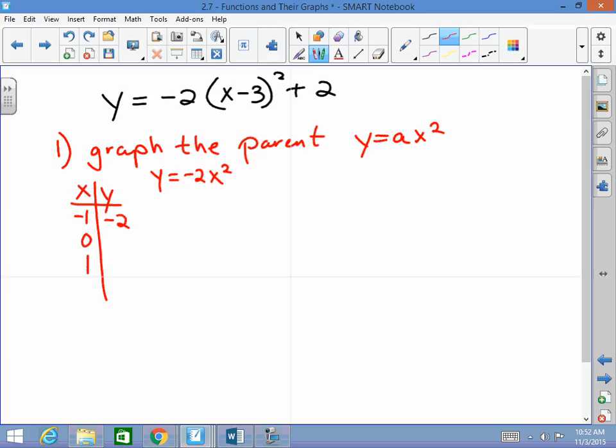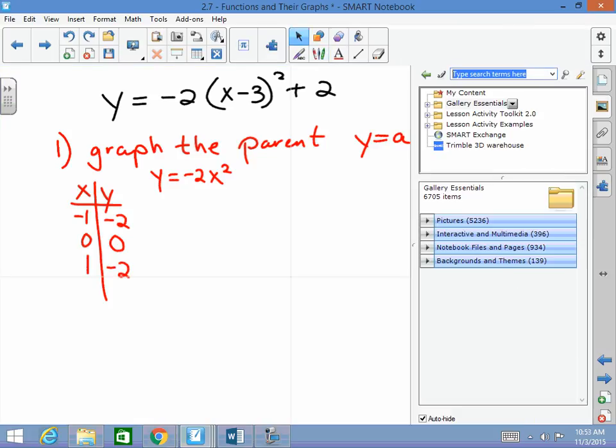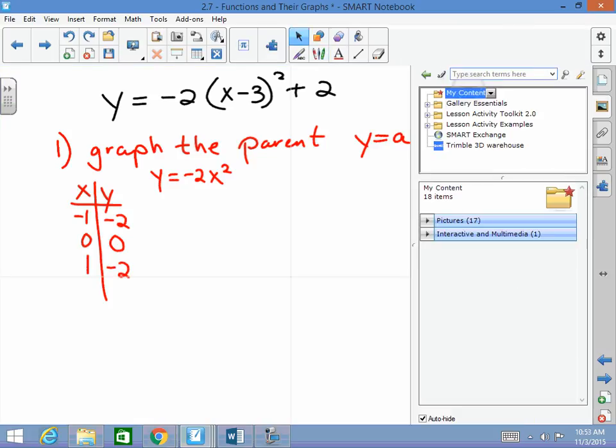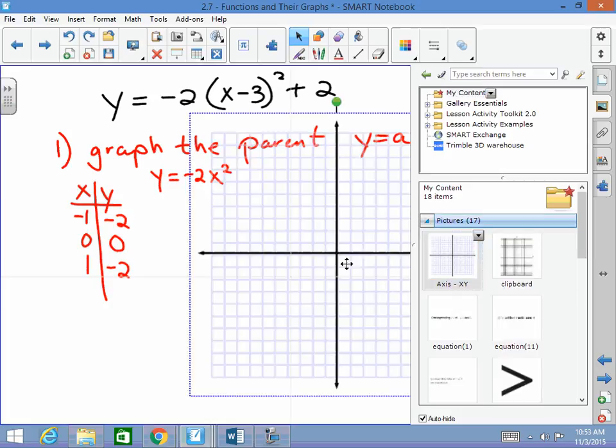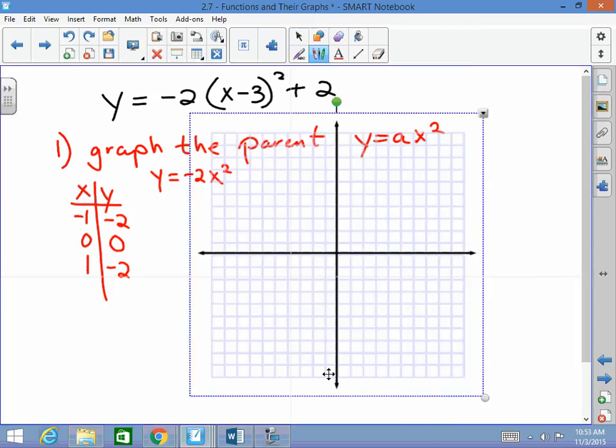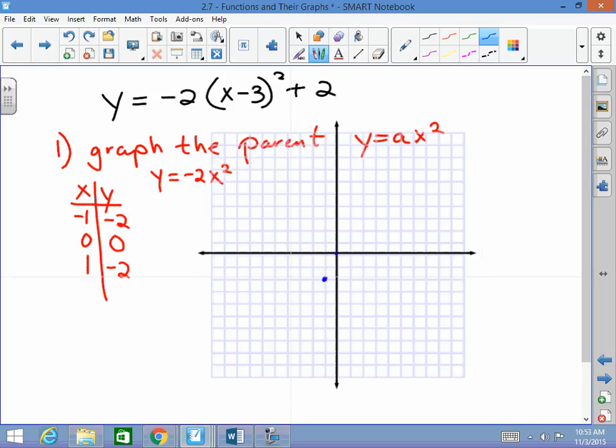If x is 0, what's y? If x is 1, what's y? Negative 2. Okay. So now, from there, we graph the parent. Negative 1, negative 2, 0, 0, 1, negative 2. That's my parent function.